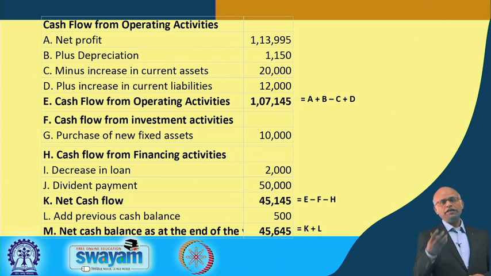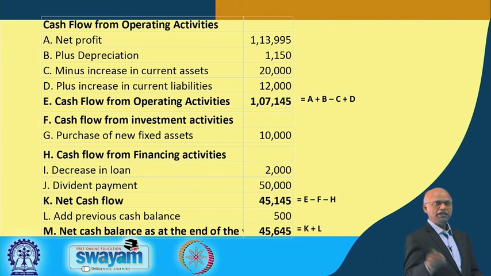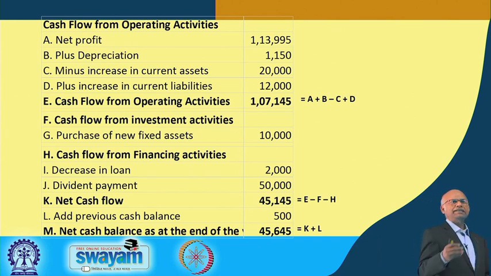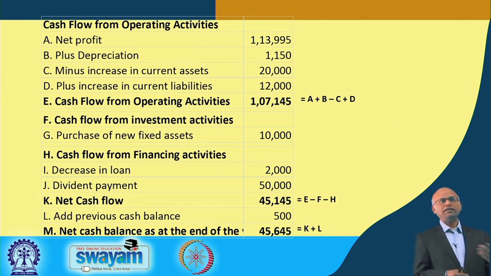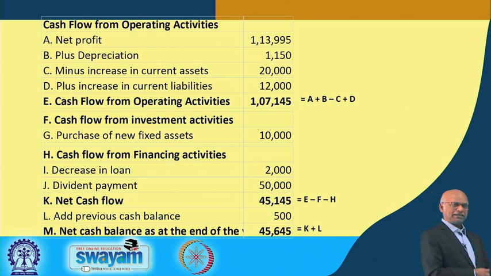So, 1150 was the total depreciation, you add that, minus increase in current asset. We noticed that our current asset, opening stock, was 0 or whatever that is, and it has gone up by 20,000 rupees. That means our cash has been utilized to build up this additional current asset, that is why cash has gone out. So, minus increase in current asset, plus increase in current liability.